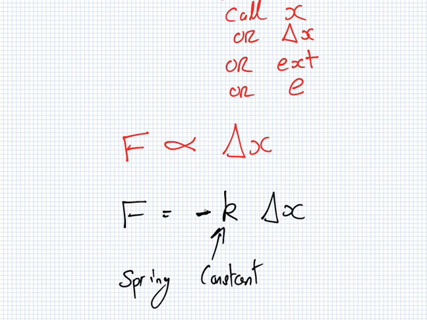Now, I'm going to put a minus here, just to make it really, really clear that if I pull to the right, the force is to the left. So the minus there is to remind me that when I pull to the right, the force goes to the left. Let's have a look at some simple examples just to get started with this. So this is called Hooke's law.